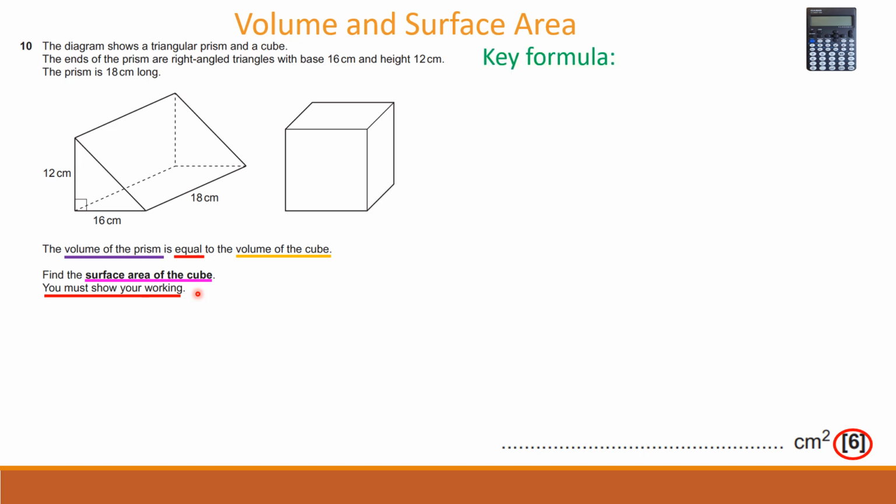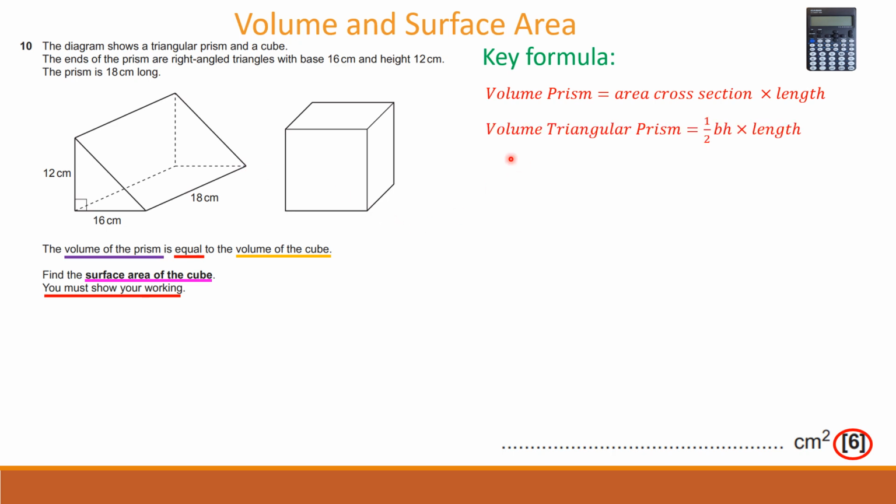Now the key formula you're going to need for this question. You need to know the formula for the volume of a prism. Here is my prism. It is the area of the cross section times the length. This cross section is the area of the shape on the end. So in this case, it is going to be the area of the triangle times by the length of the triangle.